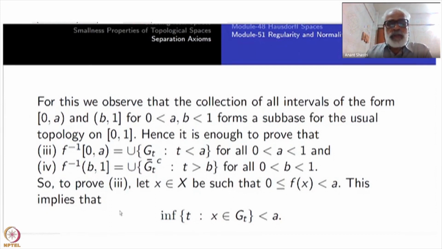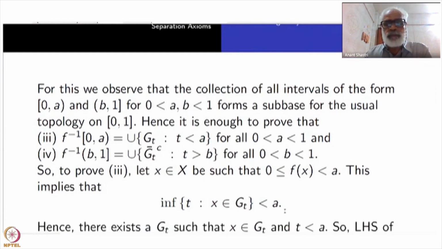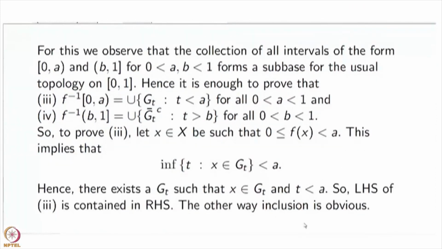Okay. This implies, remember what is the definition of f(x)? Infimum of all t such that x is inside G_t. This is f(x) is less than a. What is the meaning of infimum is less than some number? There must be something here which is less than that. So there exists G_t such that x is in G_t and this t is less than a, because infimum is taken over all such t.